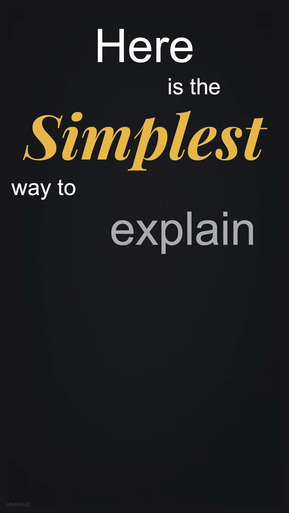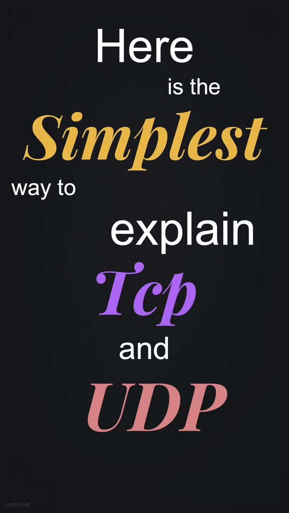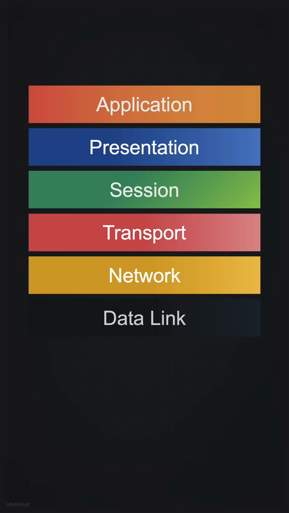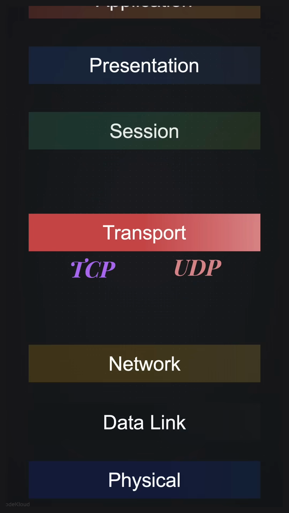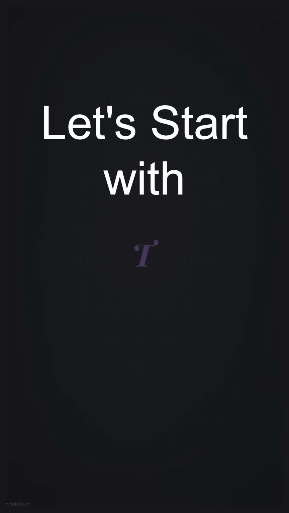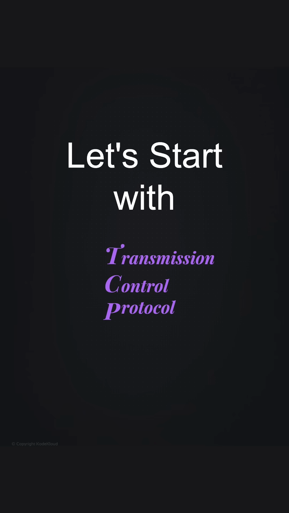Here's the simplest way to explain TCP and UDP. TCP and UDP are two core transport layer protocols that control how data travels across the internet. TCP is reliable and UDP is fast. Let's start with TCP. It stands for Transmission Control Protocol.